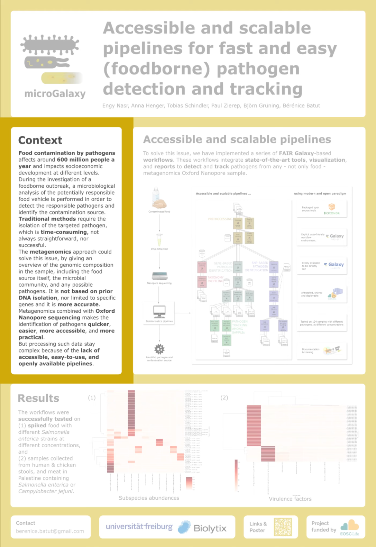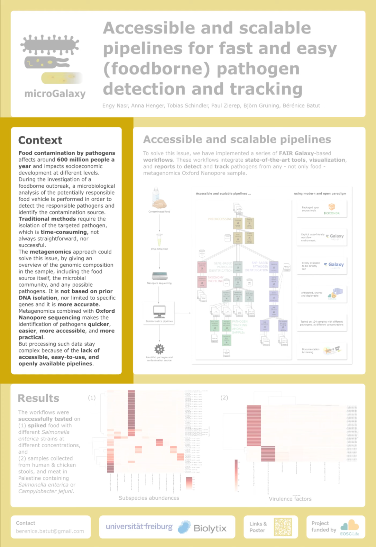Metagenomic approaches could solve this issue by giving an overview of the genomic composition of the sample, including the food itself, the microbial community within the food, and any possible pathogens. It doesn't need any isolation of the pathogen beforehand. It's not limited to specific genes, and it can be more accurate.